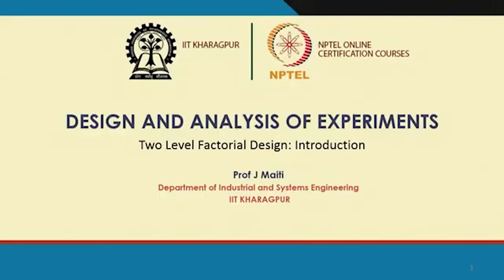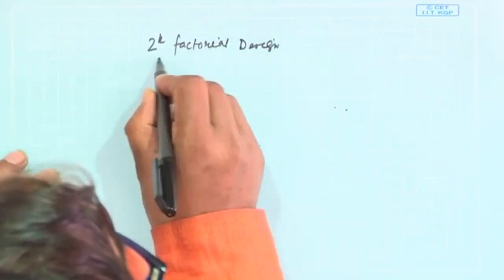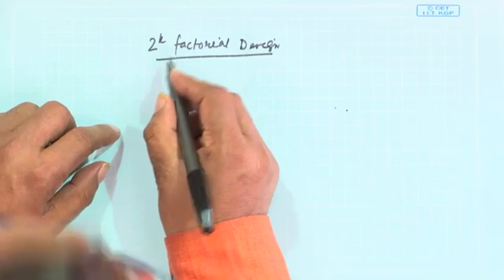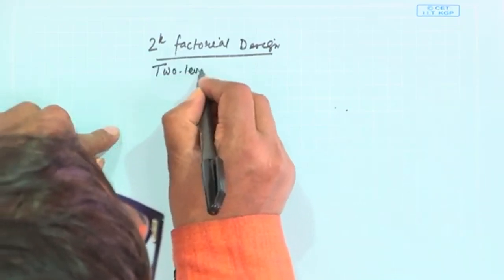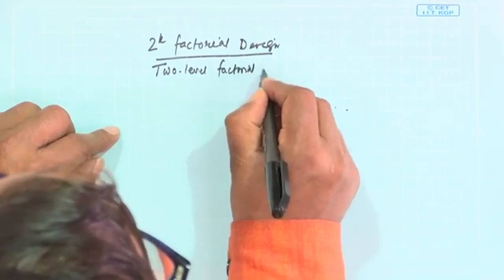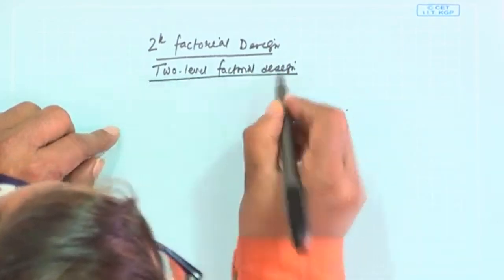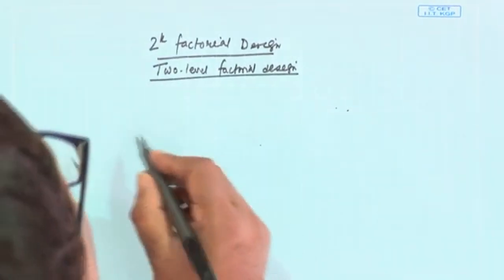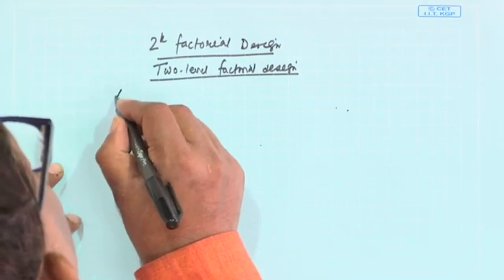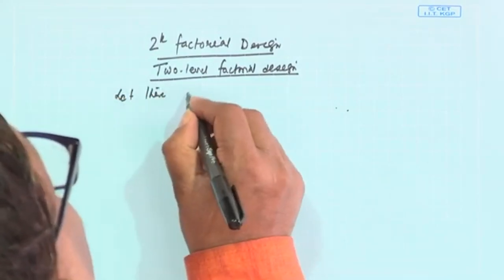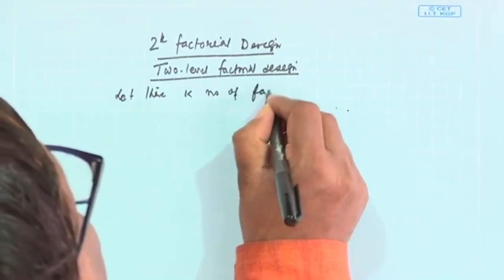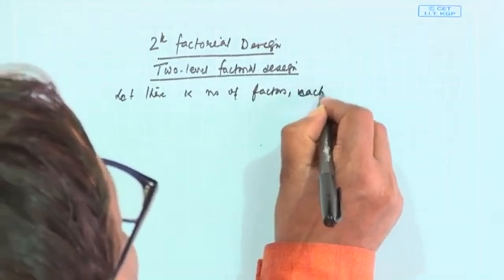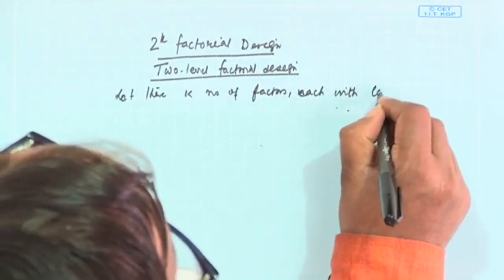In this lecture we will discuss the 2 to the power k factorial design. Actually, we are saying a factorial design with 2 levels, or sometimes a 2 level factorial design. What does it mean? Suppose there are k number of factors, each with 2 levels.